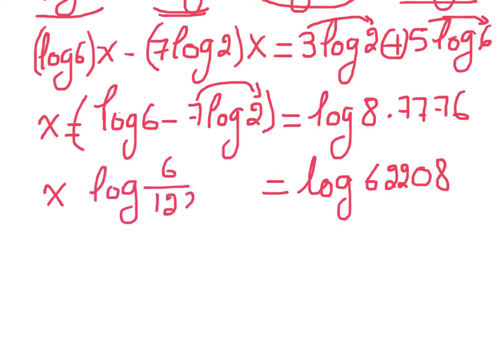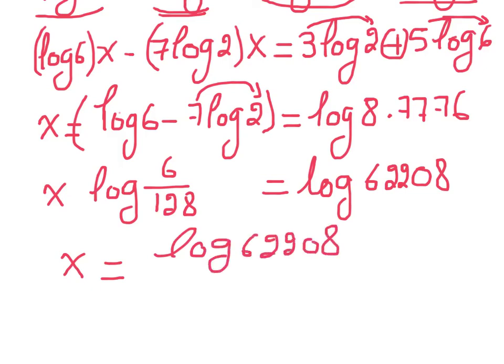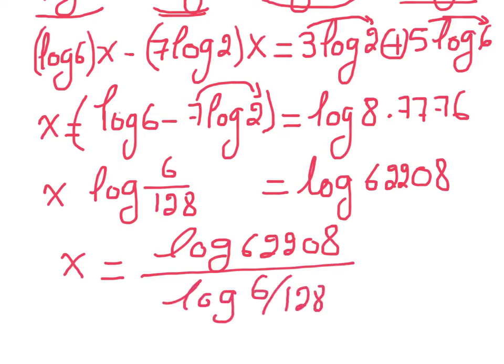Now to solve for x, all I have to do is divide both sides by this log, and that means you can use the calculator only one time. You don't have to round multiple times to get the accurate answer. So that will give us log of 6 divided by 128. If you do this kind of work and calculate it only one time, your answer should be negative 3.6076.